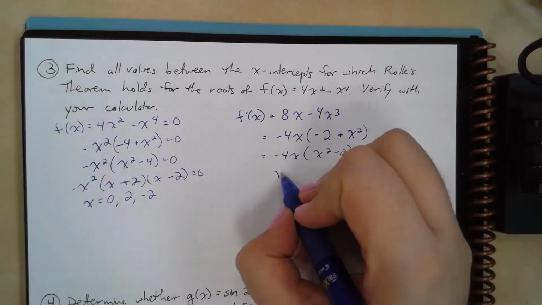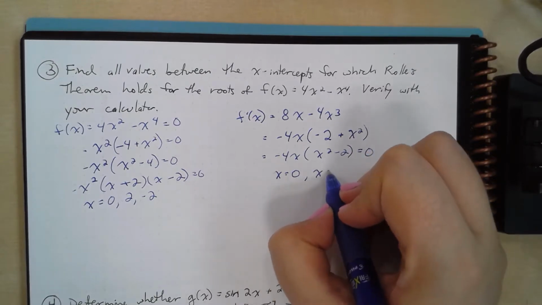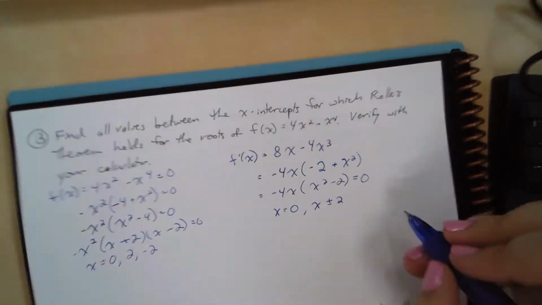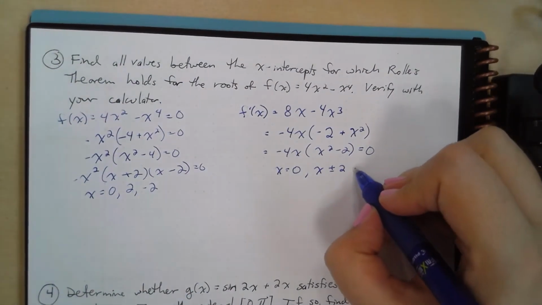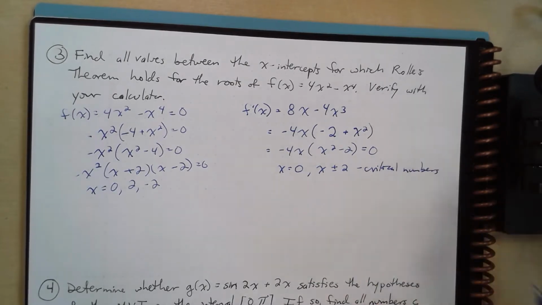So x could be equal to 0, or x could be equal to plus or minus 2. I'm not going to do that math there. I think you know that it works. These are actually critical numbers, right? When something's happening, we're going to change from negative to positive, positive to negative.